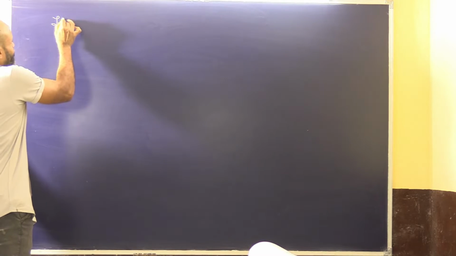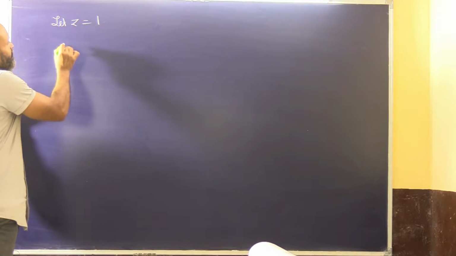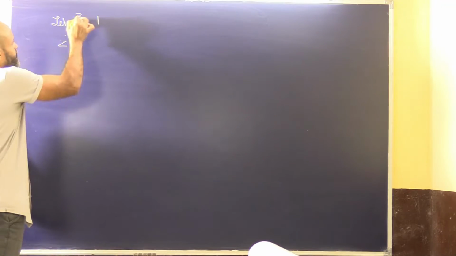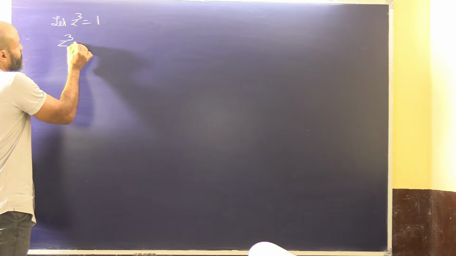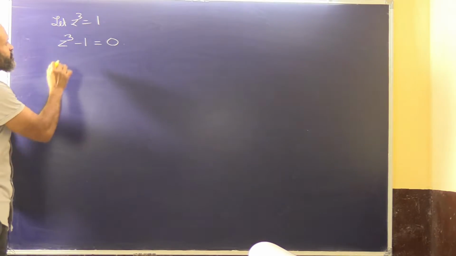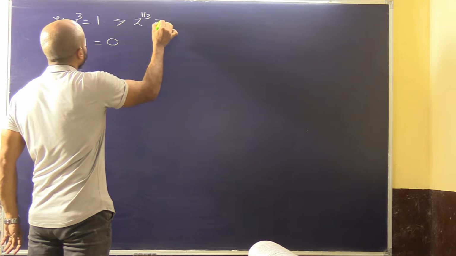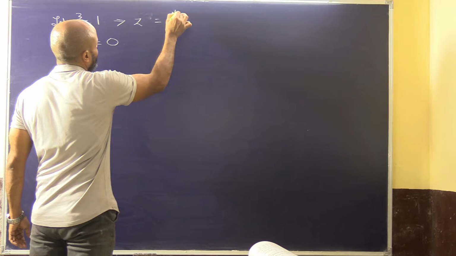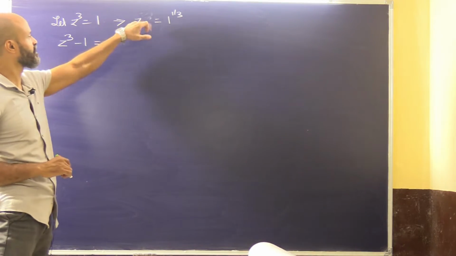Let z is equal to 1. So in this case we can say that z cube is equal to 1, which can be written as z cube minus 1 is equal to 0. Basically what we mean here is that we have to find the value of z, that is 1 to the power of 1 by 3 is equal to z. So we have to find this value of z.